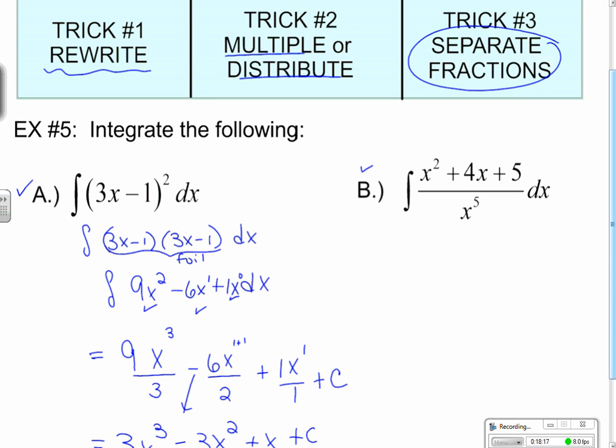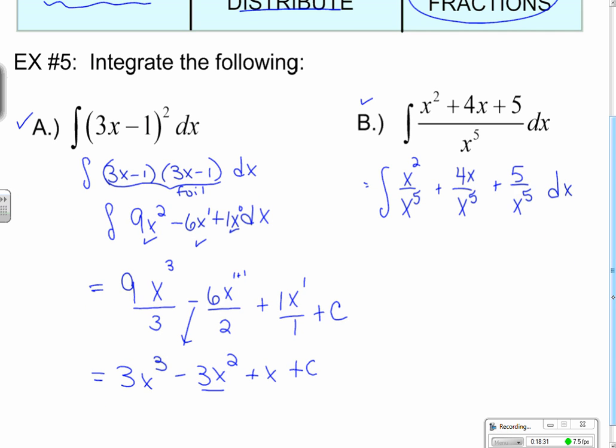Letter B, it said, up here it said, try separating your fractions. By that we can rewrite this one. We can go x squared over x to the 5th plus 4x over x to the 5th plus 5 over x to the 5th dx. Okay, then I would probably simplify again. That gives us an x to the negative 3, 4x to the negative 4, 5x to the negative 5 dx.